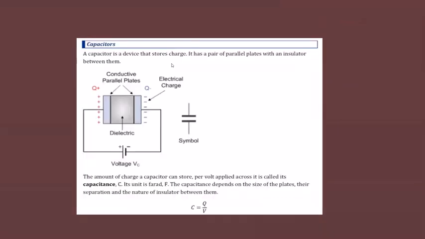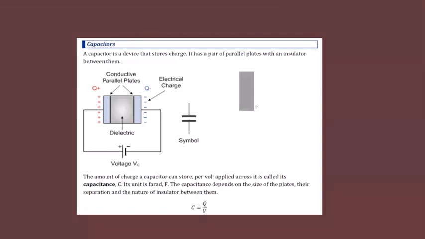Now this is an important topic, capacitor. What is a capacitor? The purpose of the capacitor is that it is used to store electrical energy. We don't say it is used to store electrical charges, because practically, if you say it stores electrical charge, then it is wrong. Why is it wrong?